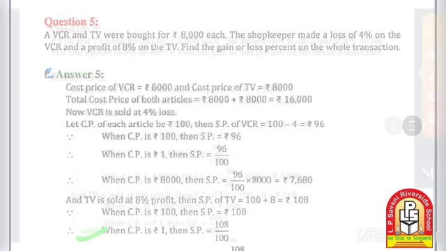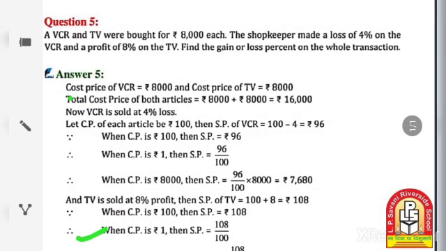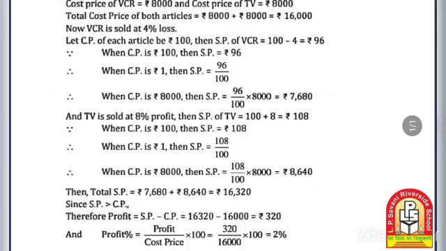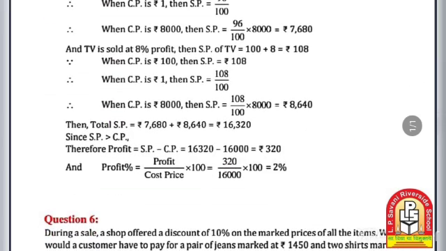Then when CP is rupees 1, the SP is 108 upon 100. So when CP is 8,000, the SP is 108 upon 100 multiplied with 8,000. So it gives us 8,640 rupees.